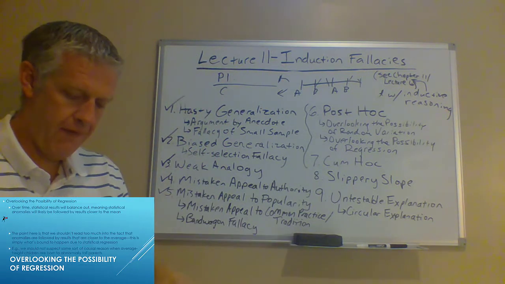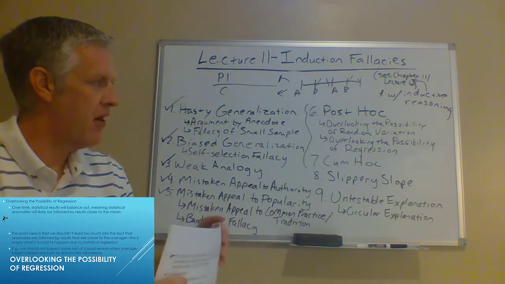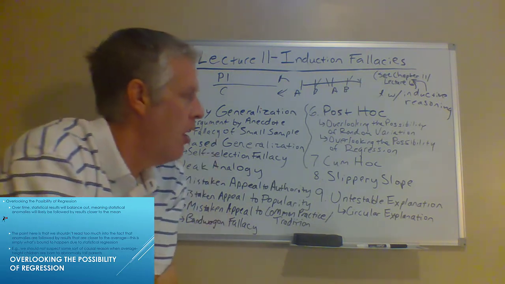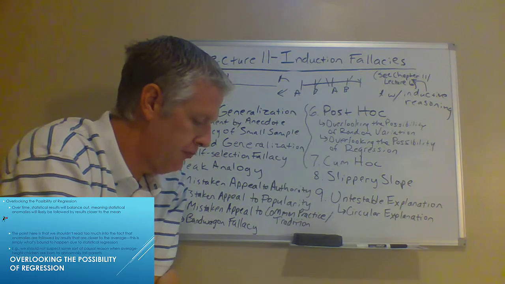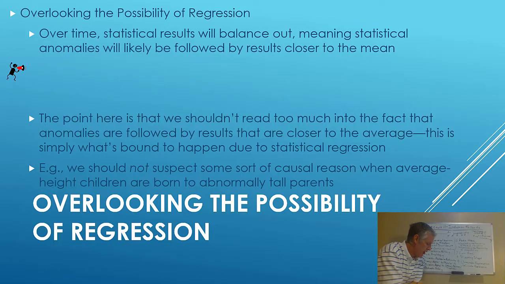Turning then to slide 14, a very similar sort of deal here: overlooking the possibility of regression. As I mentioned at the top of slide 14, over time, statistical results are going to balance out, meaning that statistical anomalies or strange statistical situations are going to be eliminated, and you're going to get results that come closer and closer to the mean.